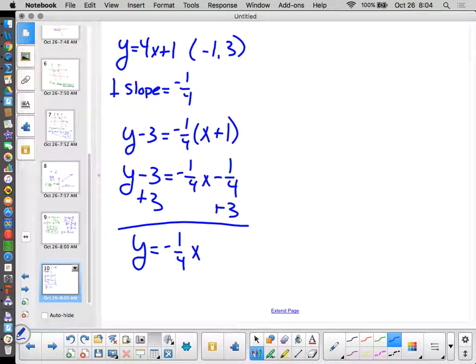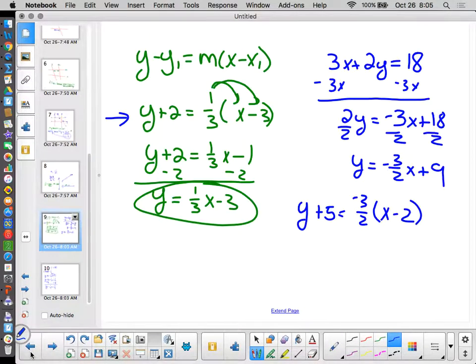You guys are looking at me like I just did magic. If you need your calculator, use it. How did you get that? Distributing. You have to distribute. That number, the slope, you distribute over the parentheses. You do that every time. Just like when we did the same thing back here, we distributed the 1/3. Okay.